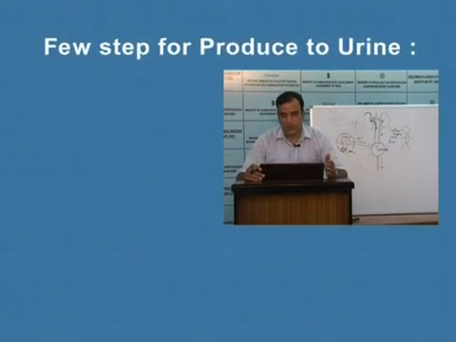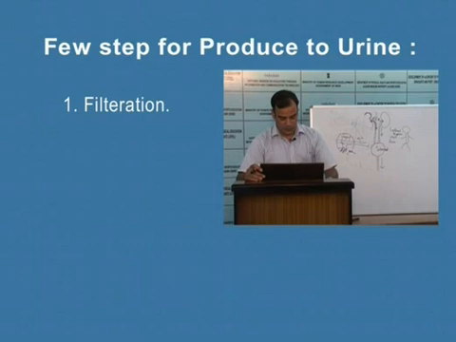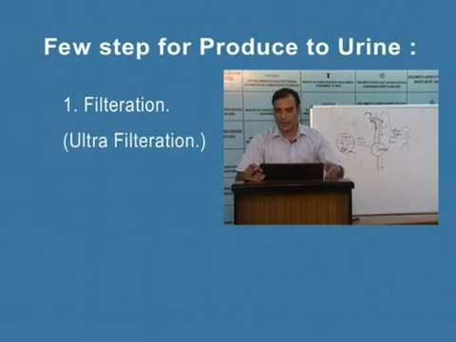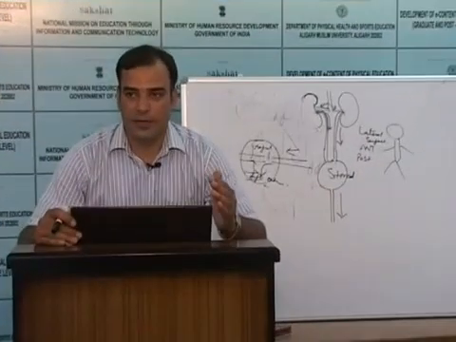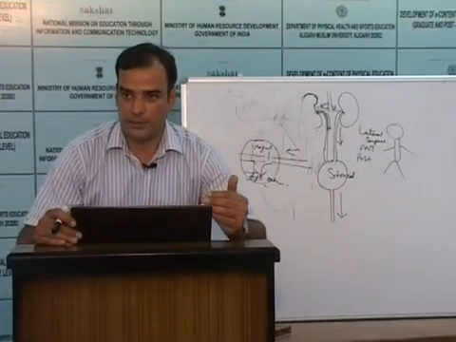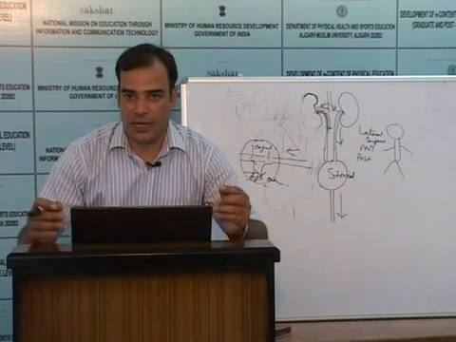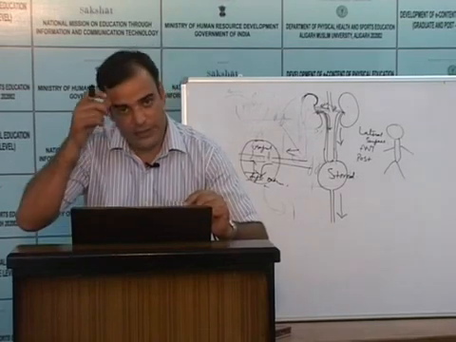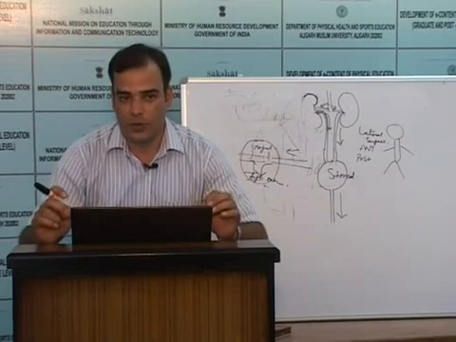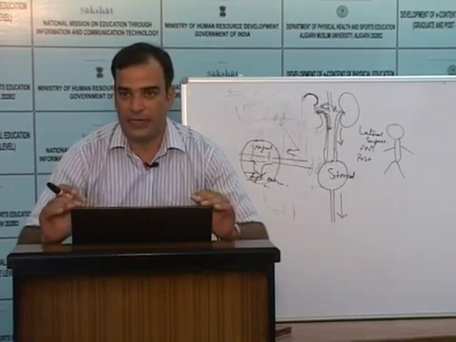In urine formation, the first and foremost step is filtration. This is also called ultrafiltration or tubular filtration. When blood passes through the glomerulus, which I told earlier is basically small capillaries, and these capillaries have small pores like a filter, like a sieve.